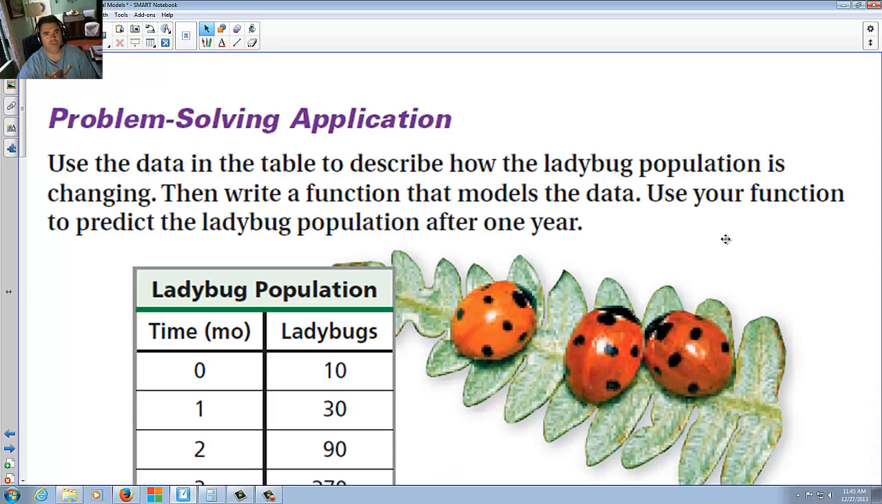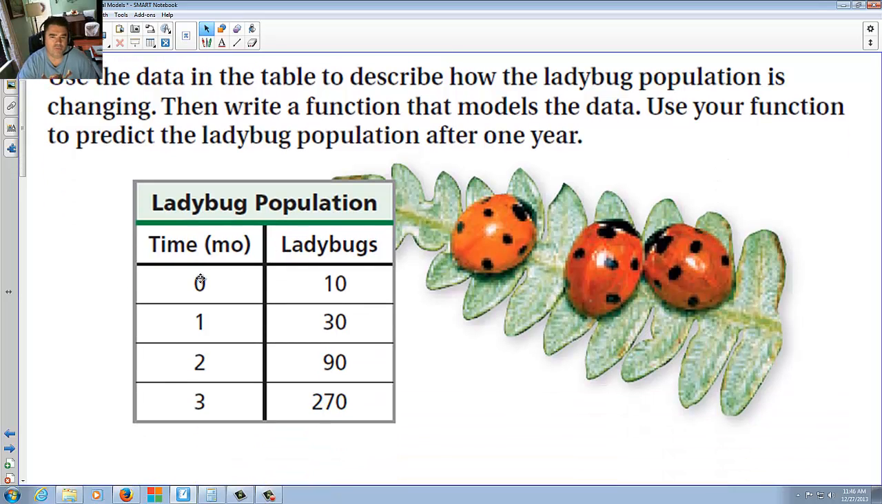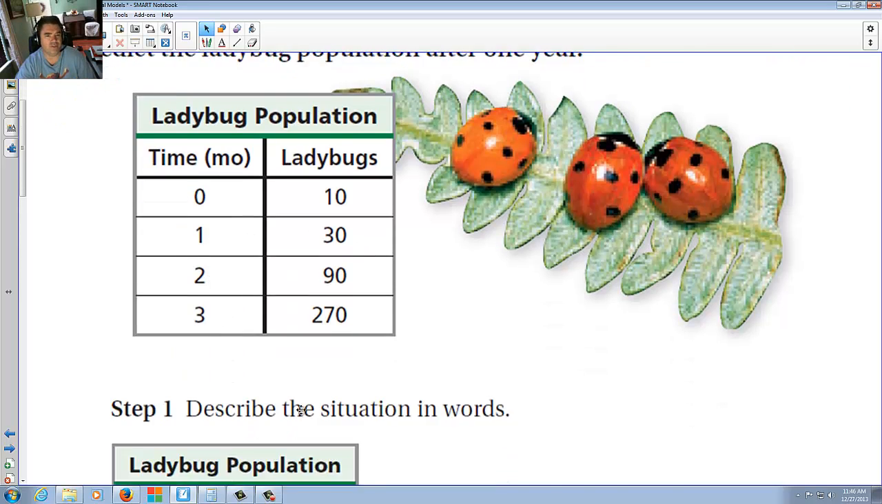Problem solving application. Use the data in the table to describe how the ladybug population has changed, and then write a function that models the data. Use your function to predict the ladybug population after 1 year. So, in 0 months, in the beginning, let's say you have 10 ladybugs. And in 1 month you have 30, 2 months you have 90, 3 months you have 270.